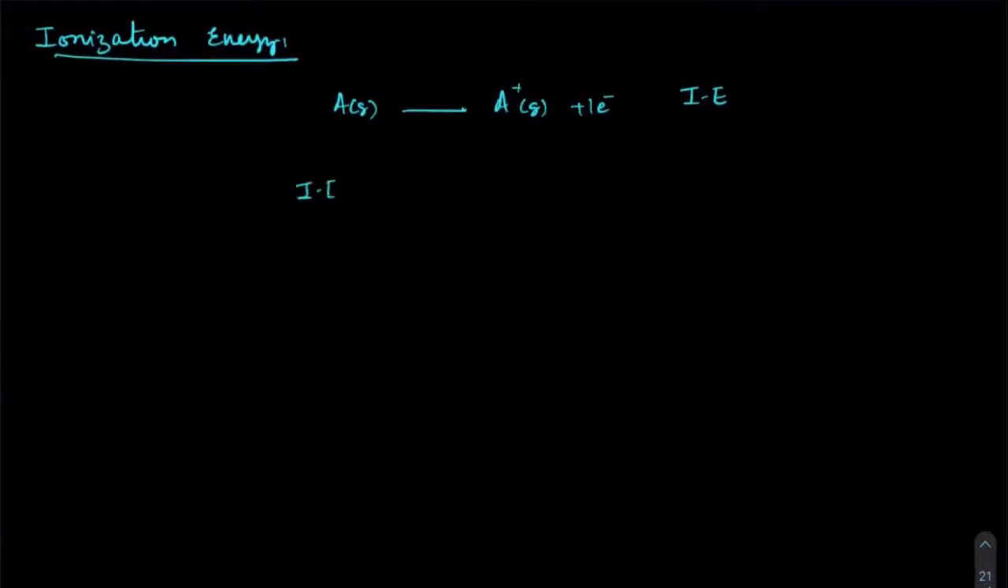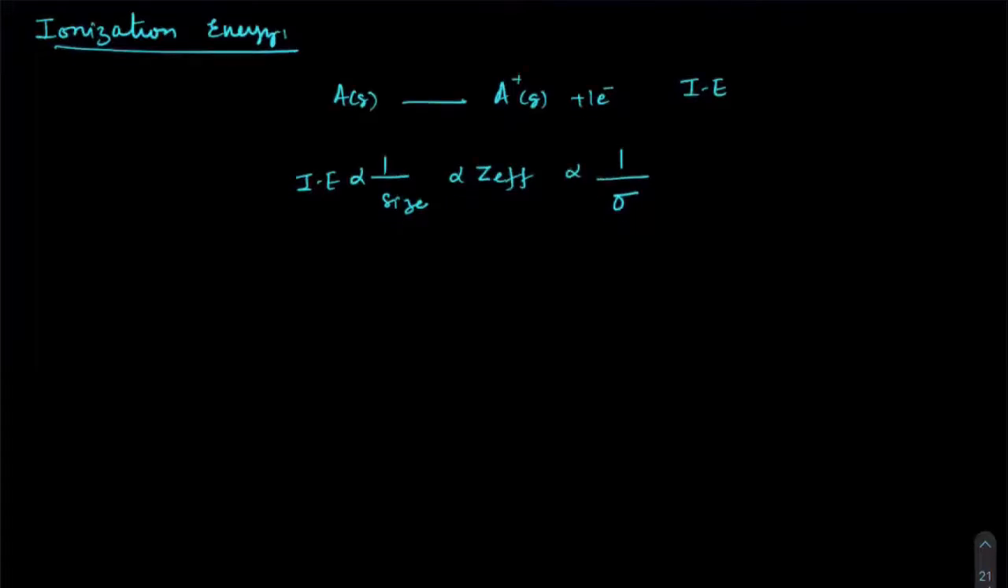See, ionization energy will always be inversely proportional to the size. It is directly proportional to the Z effective. So more the Z effective, more will be the ionization energy. And it will be inversely proportional to the screening factor sigma, which means screening effect. More the screening effect, less will be the ionization energy required.